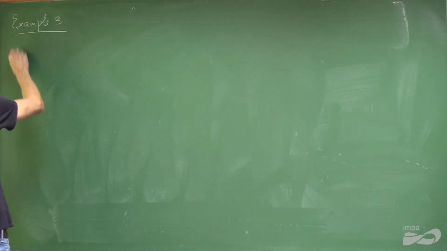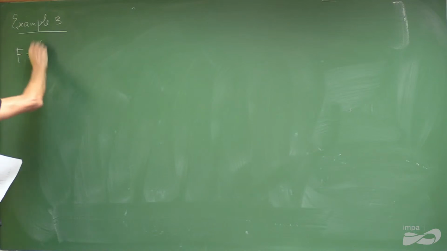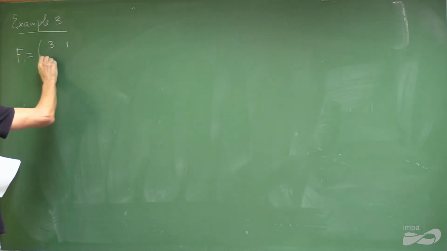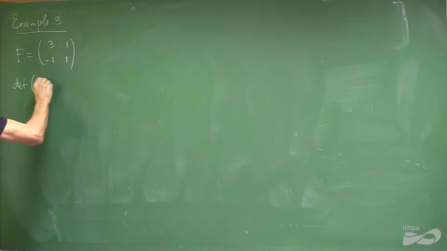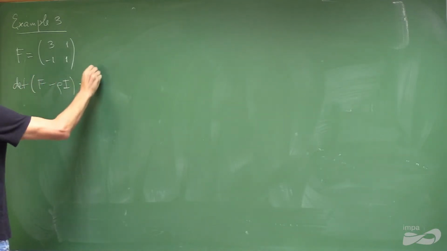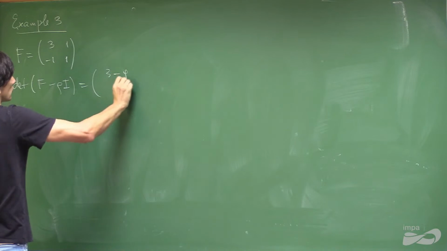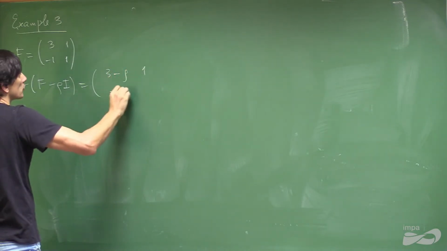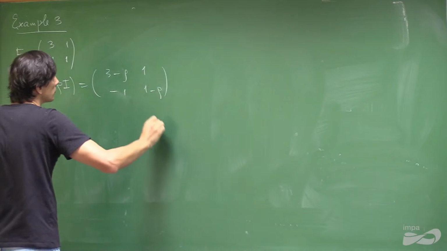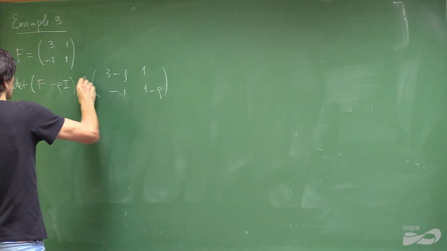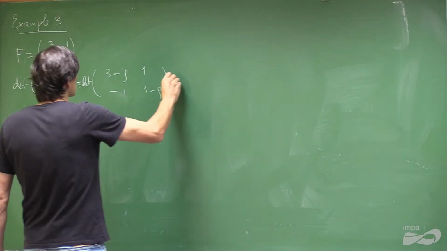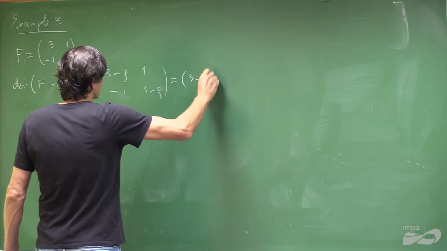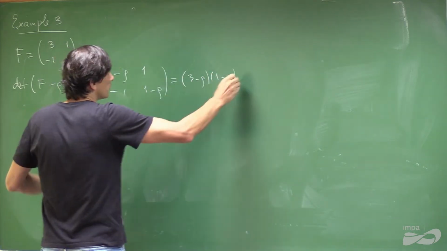Consider the matrix F, which is 3, 1, minus 1, 1. Characteristic equation: the determinant of 3 minus rho, 1, minus 1, 1 minus rho. This is (3 minus rho)(1 minus rho) plus 1.